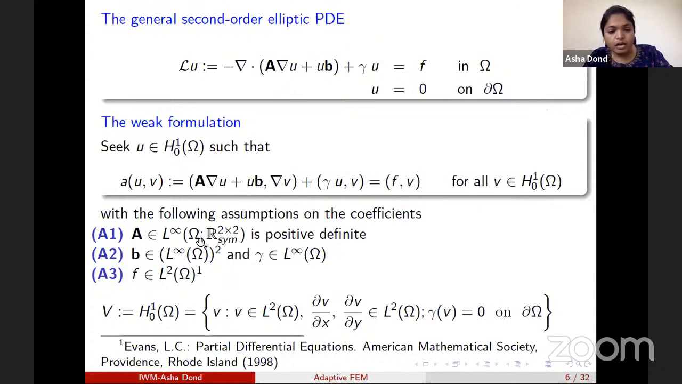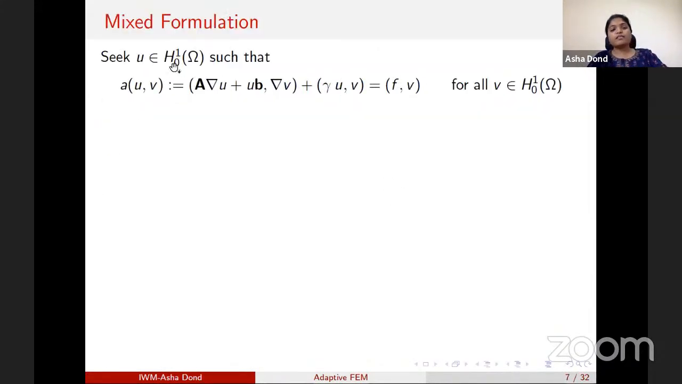Here are the assumptions on the coefficients. A is a positive definite matrix, b and gamma are bounded functions, and the given right hand side function f is in L2. So basically our problem is to find u belonging to H10 omega that satisfies this weak formulation.